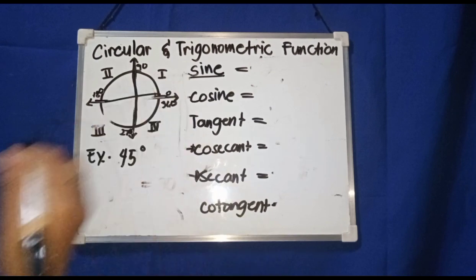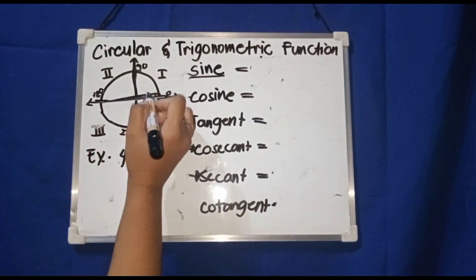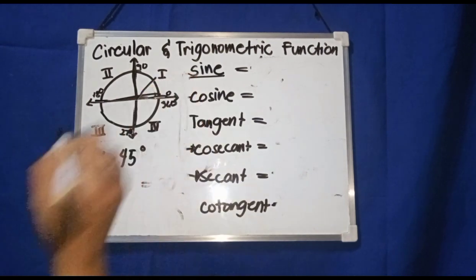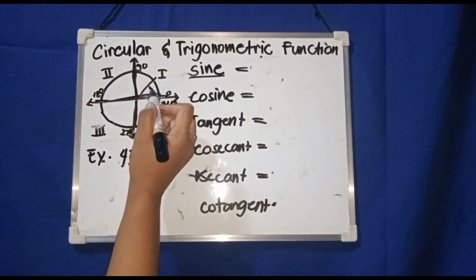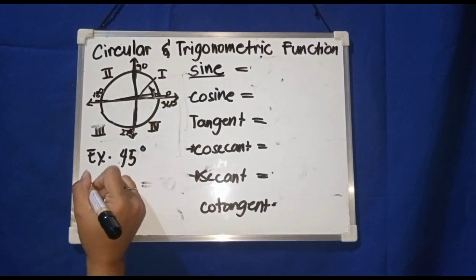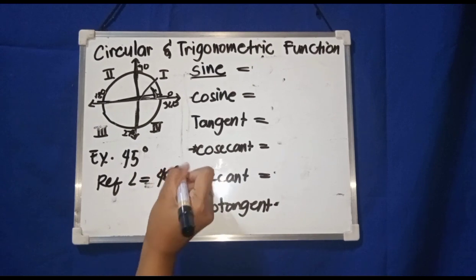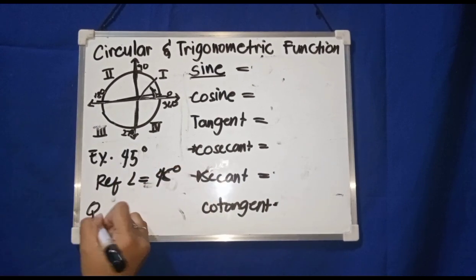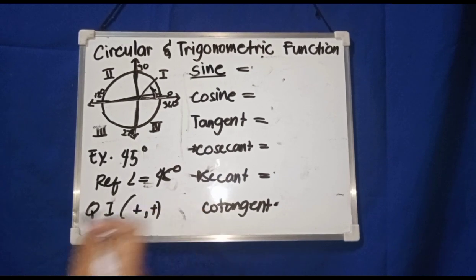Since 45 degrees is positive, it lies here in quadrant 1. So the reference angle will be over there. The reference angle will be 45 degrees, and the quadrant is quadrant 1, which is positive and positive.